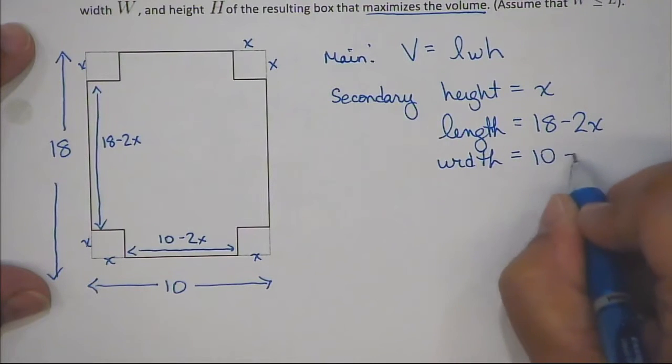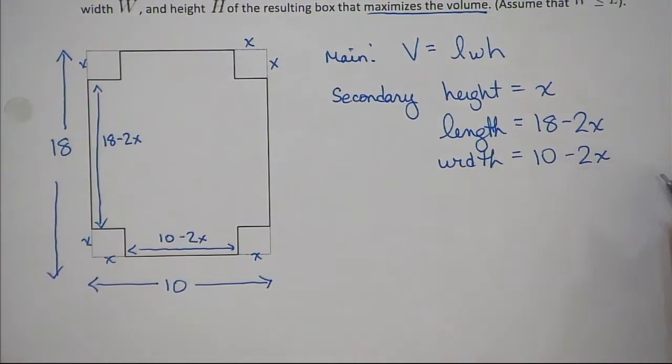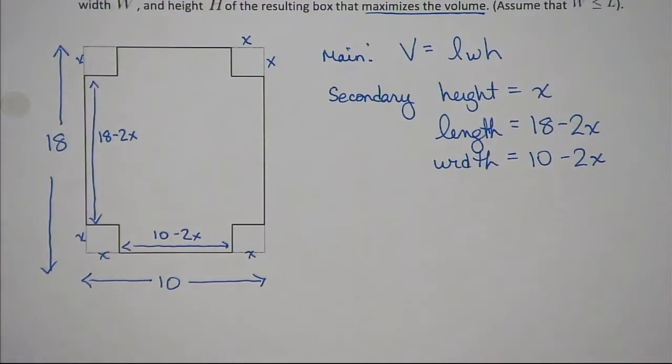10 minus 2x. All right, so this problem, even though we always have one main equation, this one had three secondaries. It had a length, a width, and a height. But notice that I labeled all of those with x's. So now I have my height, my length, and my width all in terms of x.